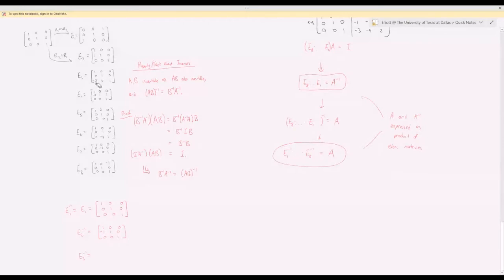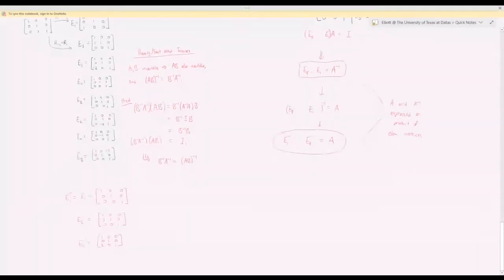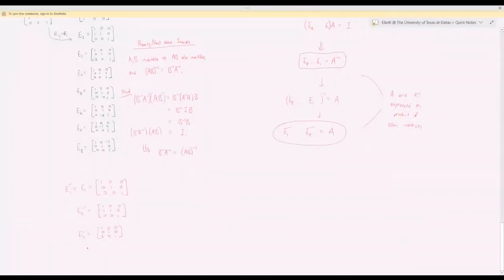So instead of subtracting 2 of row 1 from row 3, the inverse of that is to add 2 of row 1 to row 3. And that's why changing the -2 to a +2 gets you the inverse of E3, and so forth. Okay. All right. So you can get the inverse of each of the elementary matrices, and then that product of this new set of elementary matrices, when you multiply them together in this order, will produce the matrix A.